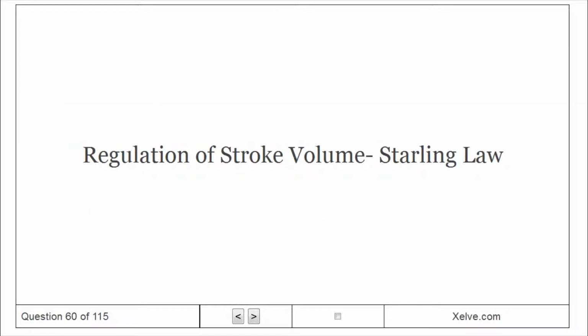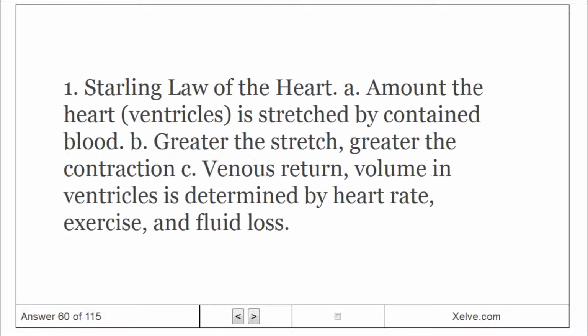Regulation of stroke volume. Starling's law. 1. Starling's law of the heart. A. The amount the heart ventricles are stretched by contained blood. B. The greater the stretch, the greater the contraction. C. Venous return, the volume in the ventricles, is determined by heart rate, exercise, and fluid loss.